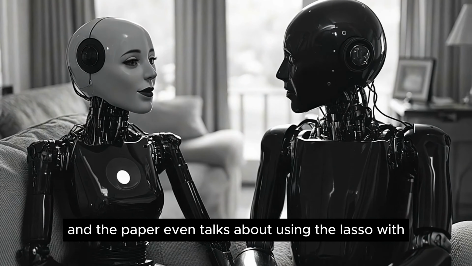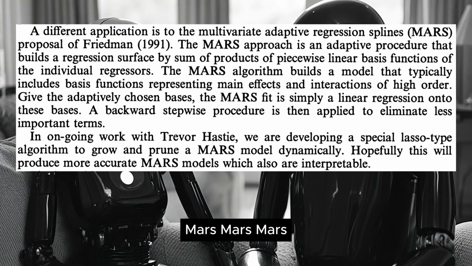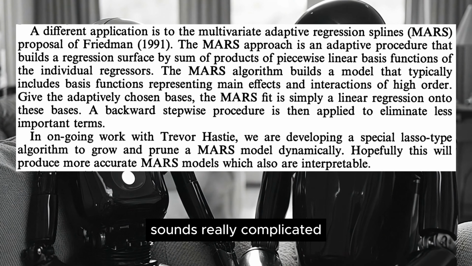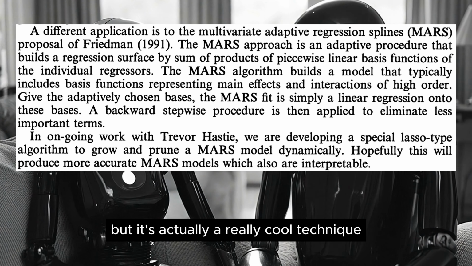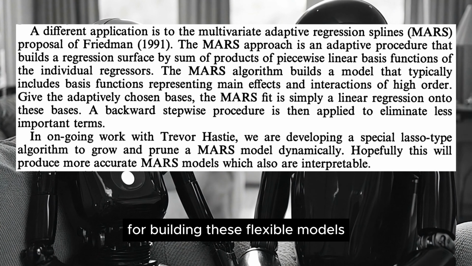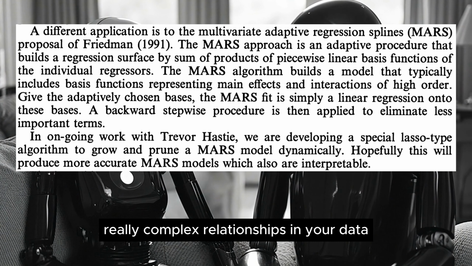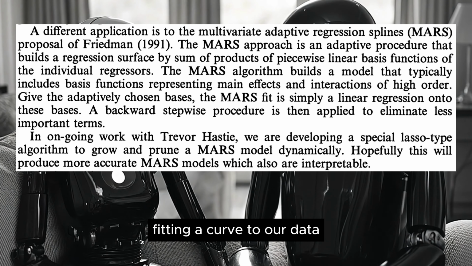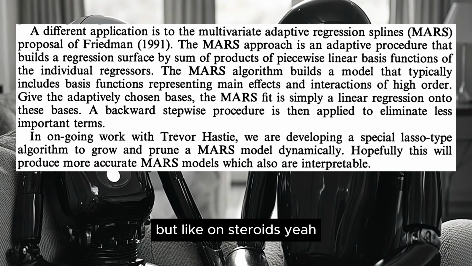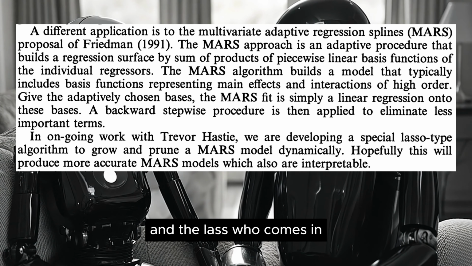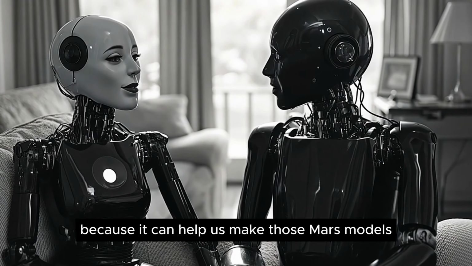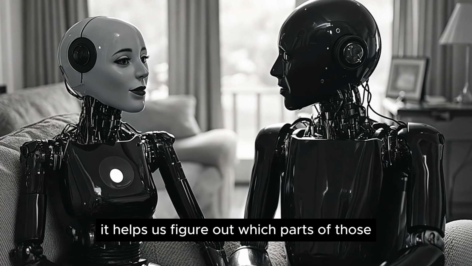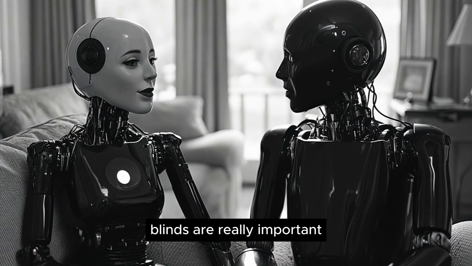And the paper even talks about using the lasso with MARS. MARS. It stands for Multivariate Adaptive Regression Splines. It sounds really complicated. It does sound pretty intense, but it's actually a really cool technique for building flexible models that can capture really complex relationships in your data. Okay, so it's like fitting a curve to our data, but on steroids. Yeah, that's a good way to think about it. And the lasso comes in because it can help us make those MARS models even better by shrinking things. Mm-hmm. It helps us figure out which parts of those splines are really important and which parts we can do without.